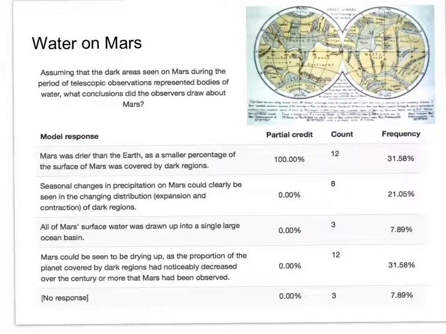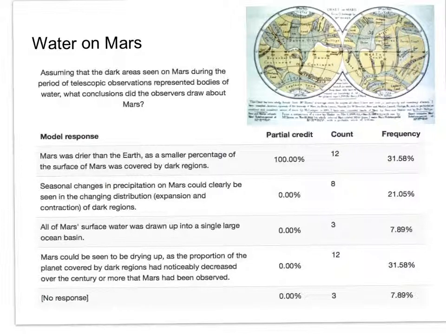Okay. A lot of people had a problem with this question because I think autocorrect screwed me over. The question is supposed to be assuming that the dark areas seen on Mars during the period of telescopic observations represented bodies of water. What conclusions did the observers draw about Mars? Based on, I see dark spots, I do see light areas, I think the dark spots are water, I think the light spots are land.